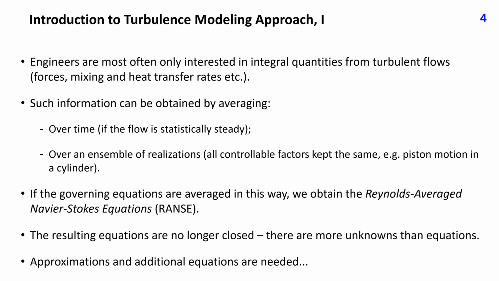If the governing equations are averaged in this way, we obtain the Reynolds-averaged Navier-Stokes equations, or RANS equations. The problem is that the resulting equations are no longer closed. They contain more unknowns than there are equations. Therefore, approximations and additional equations are needed to solve the RANS equations for mean variables.